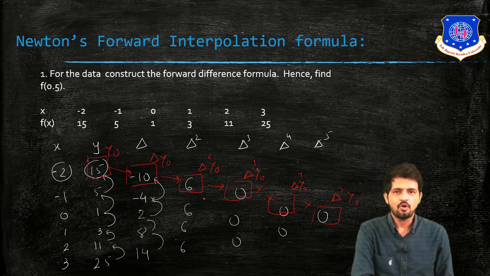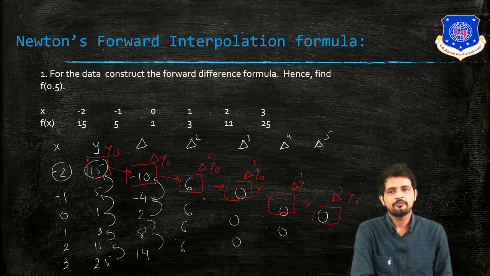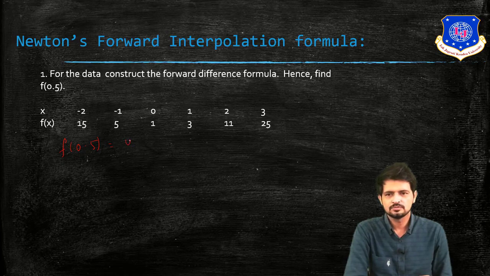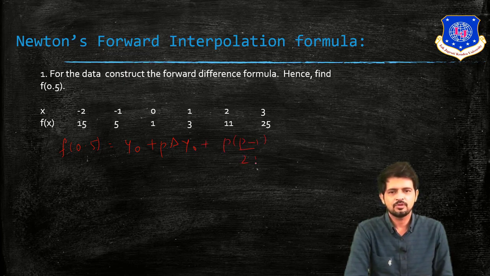We have to place all these values in Newton's forward interpolation formula, and then find the value of f(x), that is f(0.5). Okay, let us place all these values. Which is our formula? f(0.5) is equal to y0 plus p del y0 plus p into (p minus 1) upon 2 factorial into del square y0. There is no need to write further because the remaining values are 0.